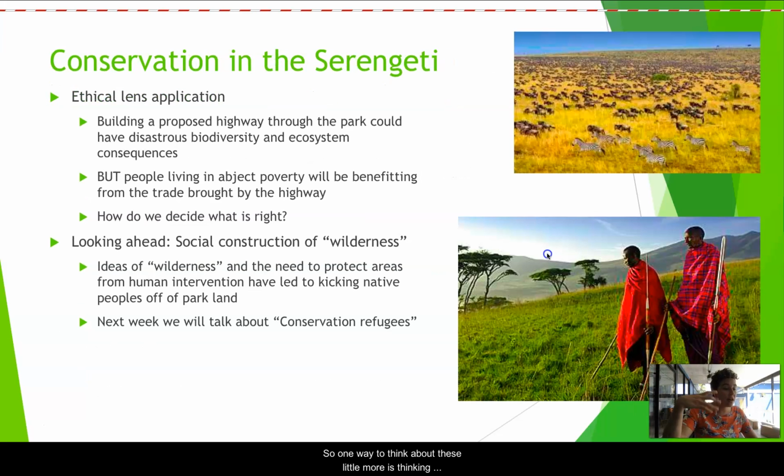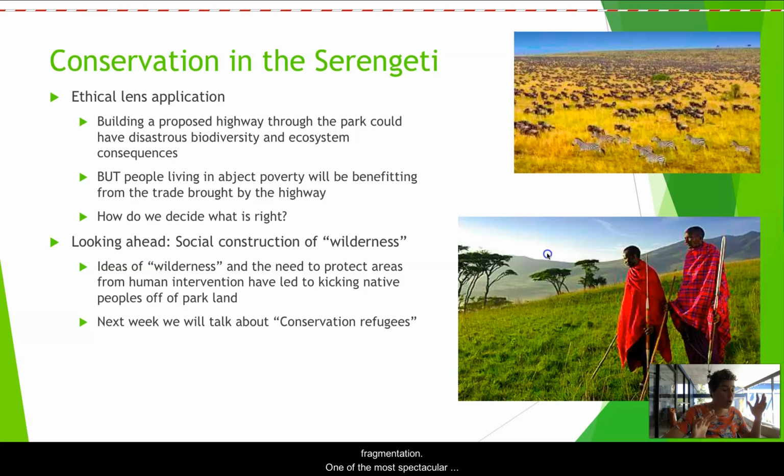So one way to think about these a little more is thinking about that park, the Serengeti National Park, which is in Tanzania, and then also is connected to a park in Kenya, which is, I think, the Kenyan Masai Mara National Reserve. So when we apply ethical lenses to look at this park, we have this massive area that's been set aside. The Maasai continue to use it for herding, but otherwise it's just used for tourism. And there's been proposals to put this huge highway through the middle of it, right? And the issue, of course, here would be habitat fragmentation.